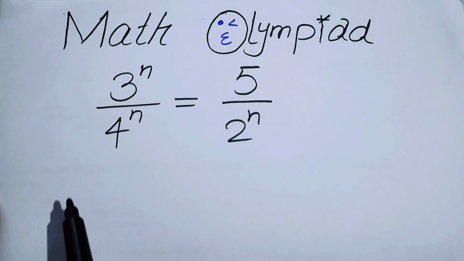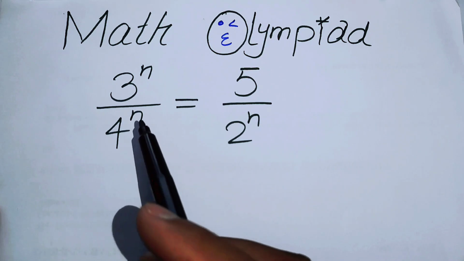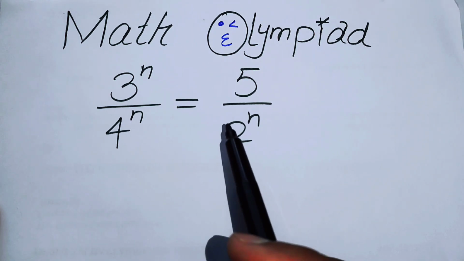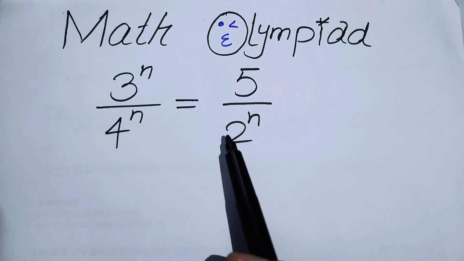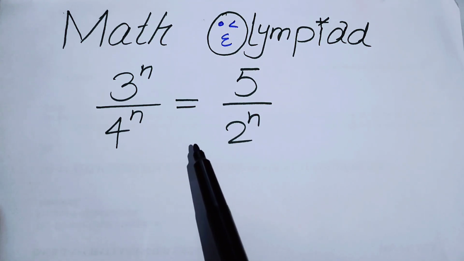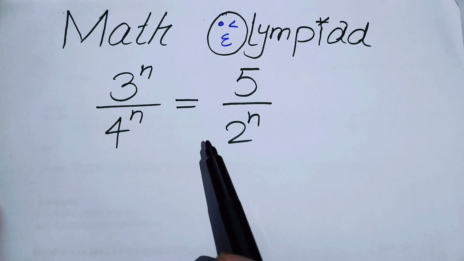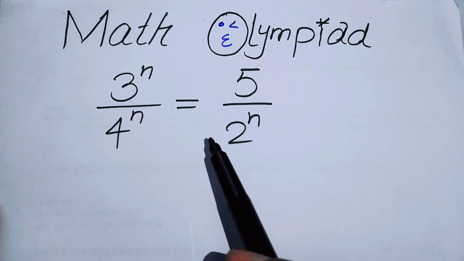In this video we are going to solve this nice algebra problem. Here we have 3 to the power of n over 4 to the power of n is equal to 5 over 2 to the power of n. We will solve this problem for the value of n, and at the last I will check our answer. Does this answer satisfy our given question or not?